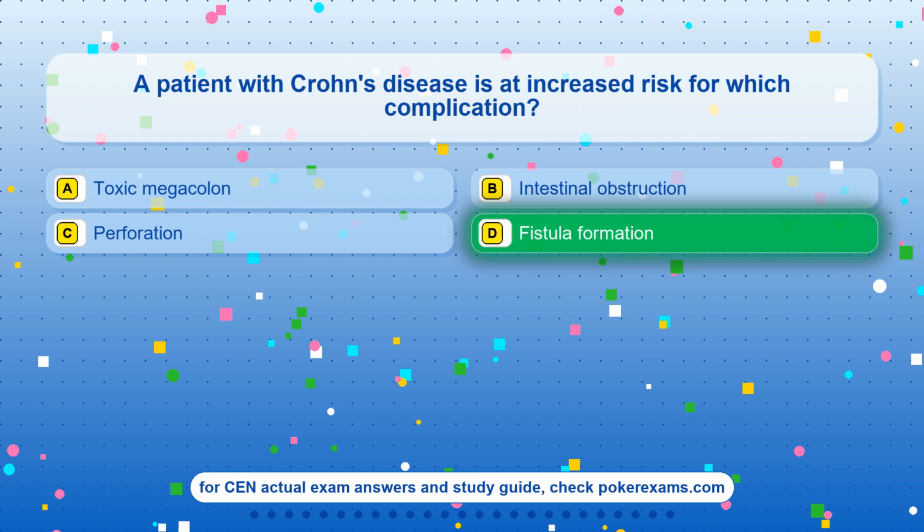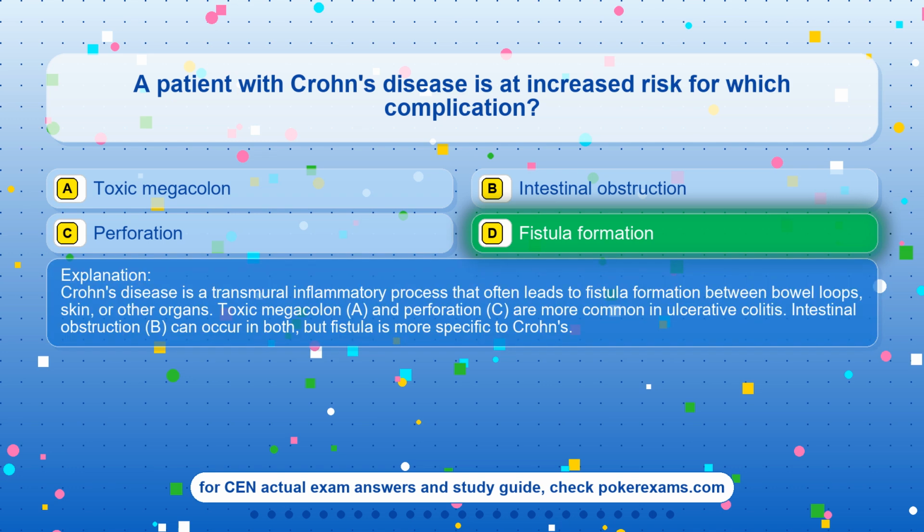The correct answer is option D, fistula formation. Crohn's disease is a transmural inflammatory process that often leads to fistula formation between bowel loops, skin, or other organs. Toxic megacolon, A, and perforation, C, are more common in ulcerative colitis. Intestinal obstruction, B, can occur in both, but fistula is more specific to Crohn's.